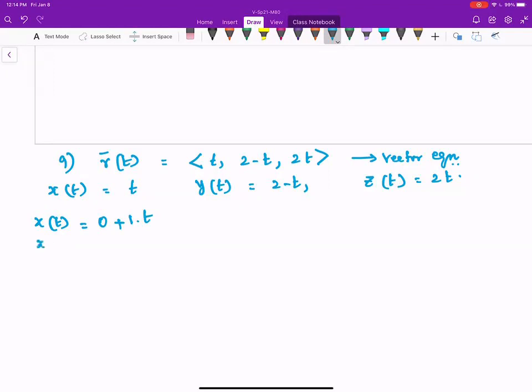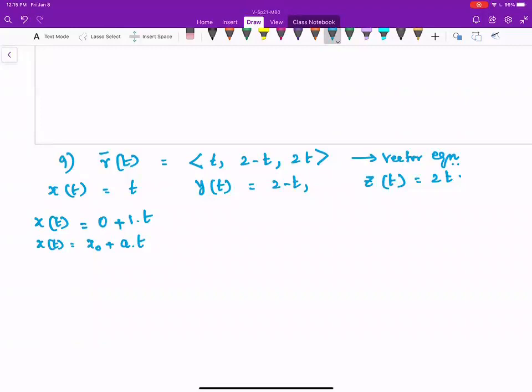The idea is that we want to write this as x of t equal to x0 plus the x component of the direction vector times the parameter t. We want to write it in that form to recognize the point through which the line is passing and what the direction vector of that line is. In order to write down the parametric representation of a line, you need a point and you need the direction vector.